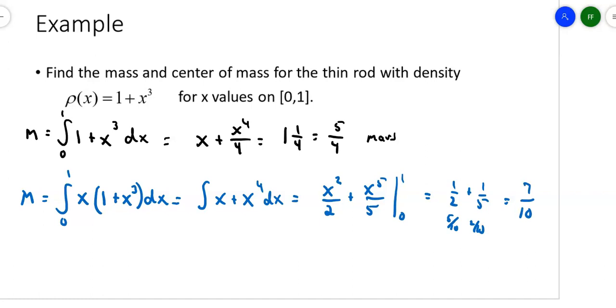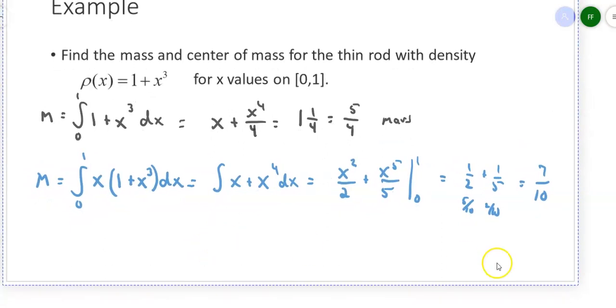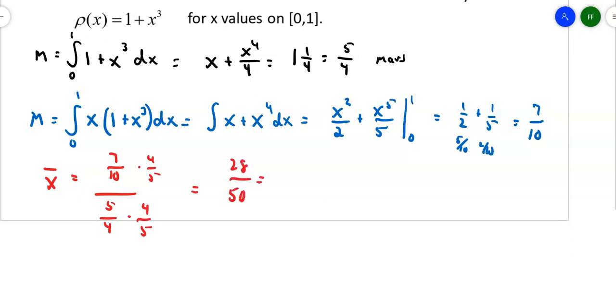Now, which way do I divide it? If I want the center of mass in 1 dimension, because we're only on a thin rod or a thin wire, it's only going to be 1 coordinate. So that center of mass is the capital M, which in this case is 7/10, divided by the mass, which is 5/4. If you multiply top and bottom by 4/5, I end up with a 28 on the top, 50 on the bottom. I can knock a 2 out of everything. 14 over 25. That's my center of mass.